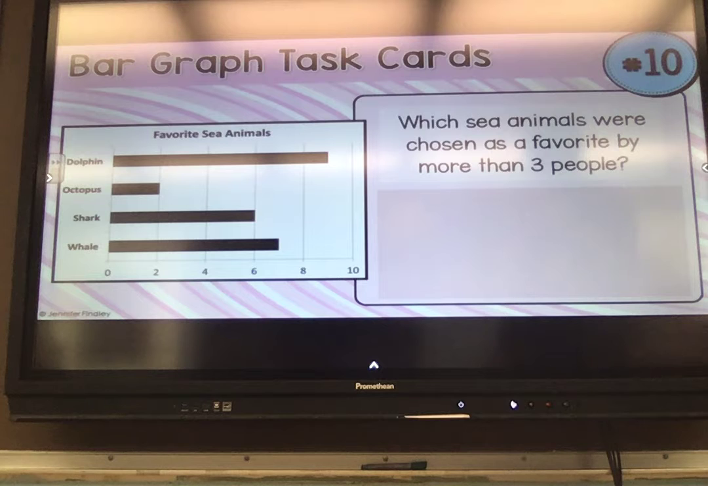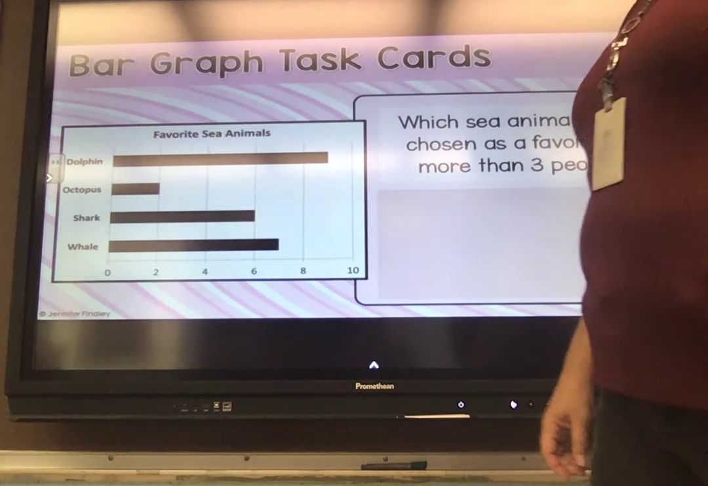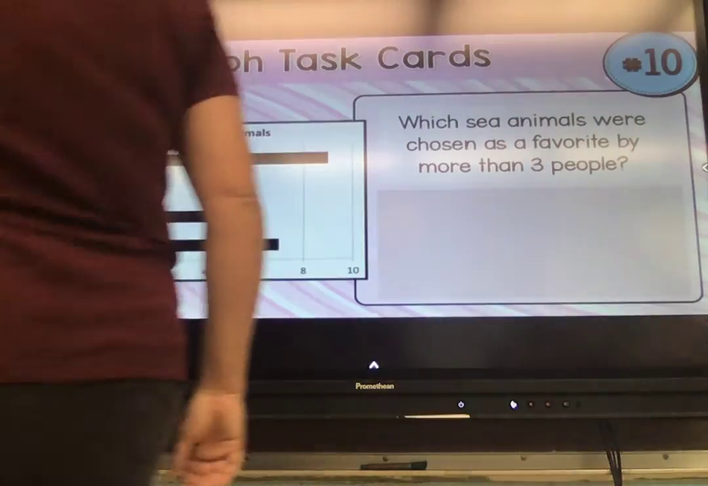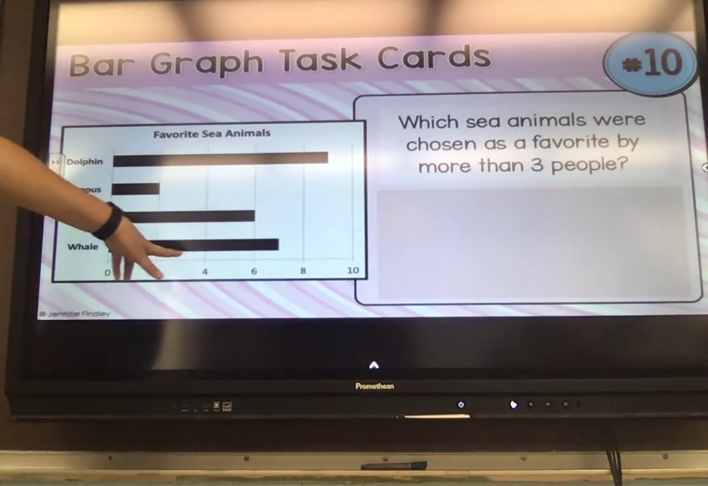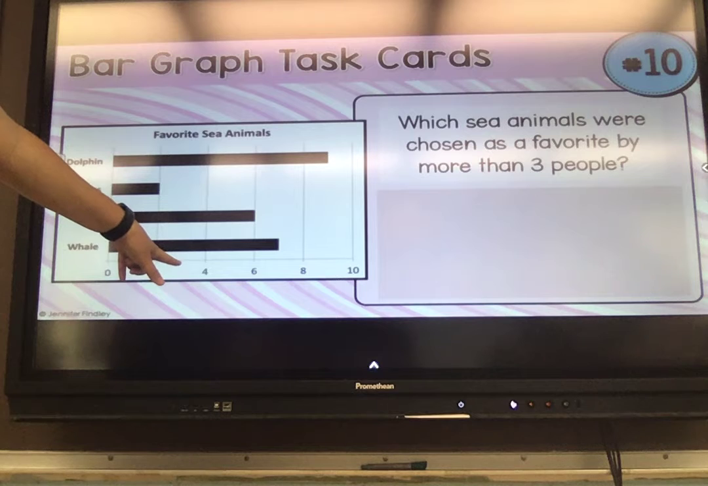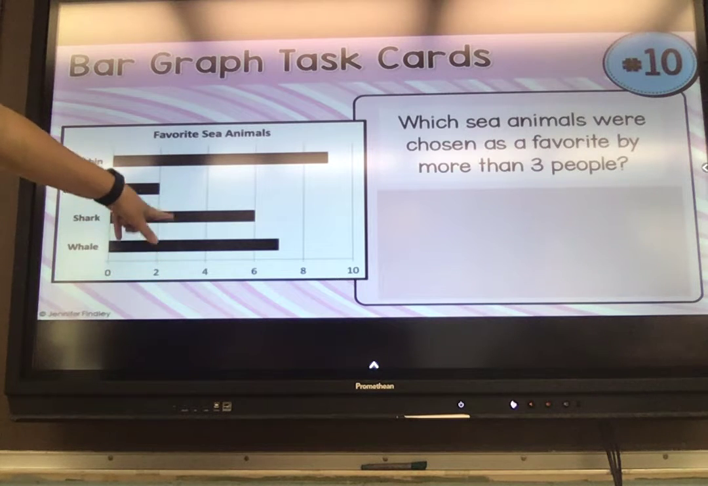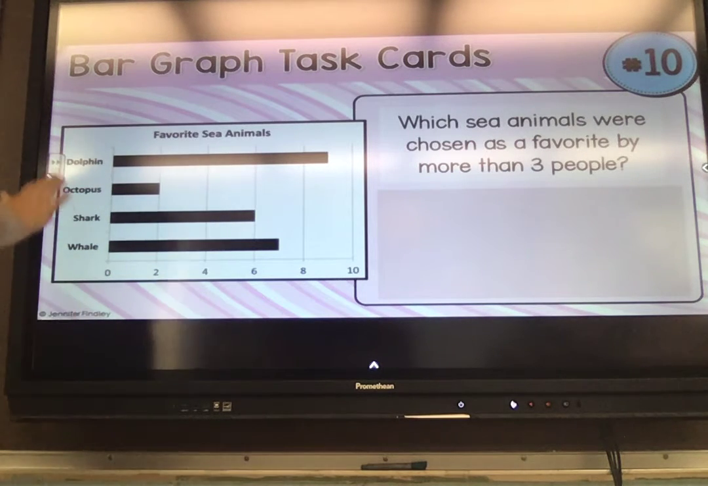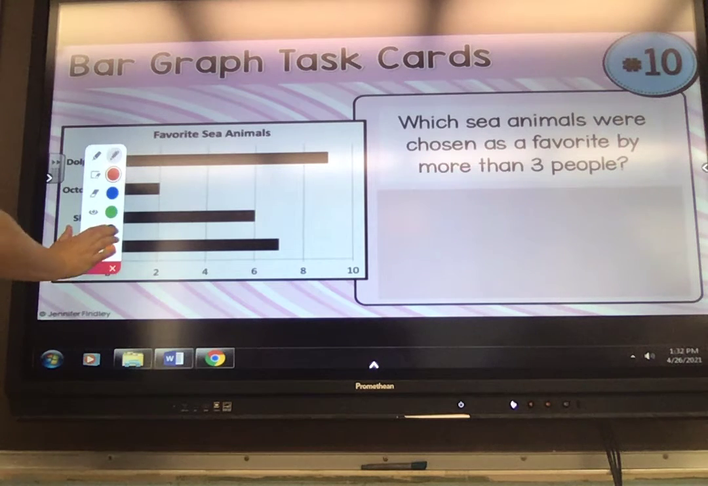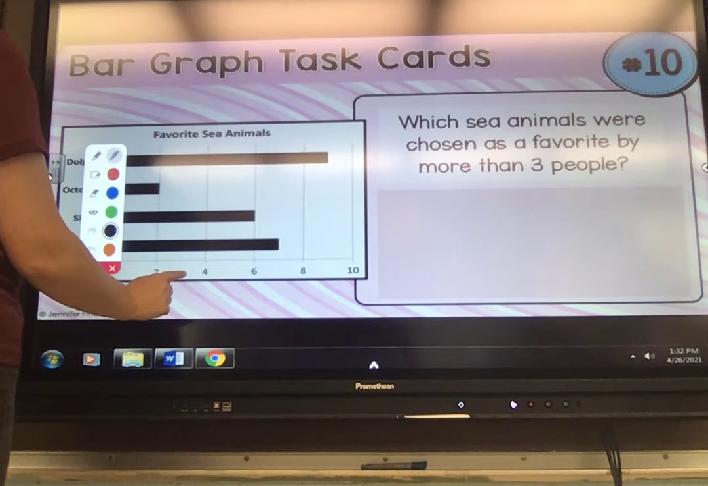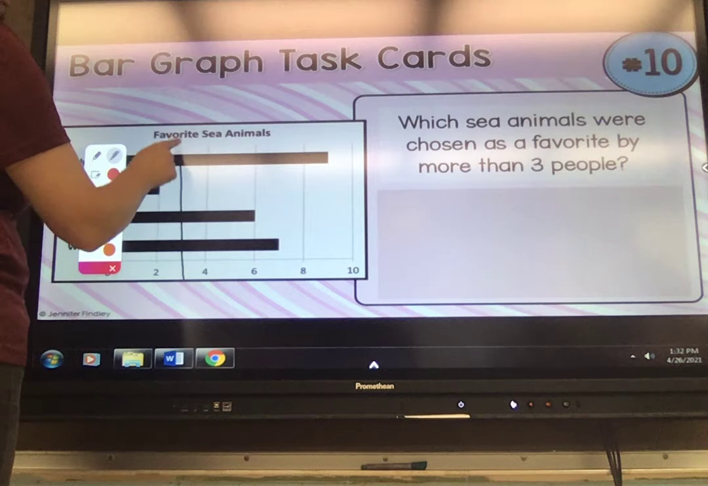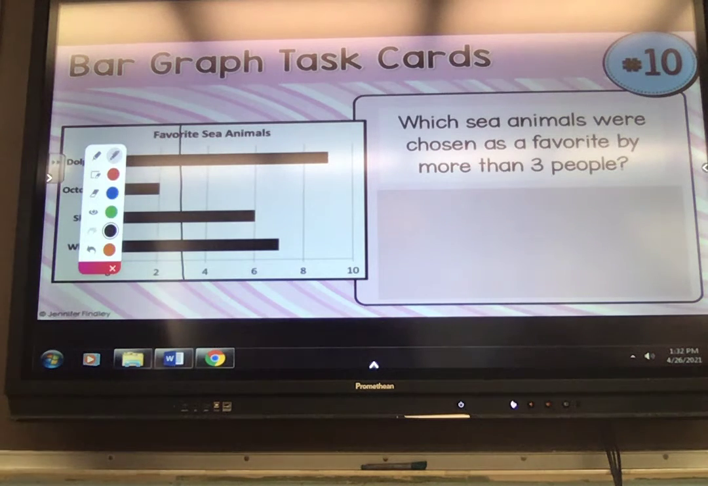Question 10, which sea animal was chosen as favorite by more than 3? So where is number 3? 3 is between 2 and 4, right? So if I draw a line here, let me just do that. I said 3, so 3 is going to go right here. So that means any bar that is bigger than this, I have to write that animal down.